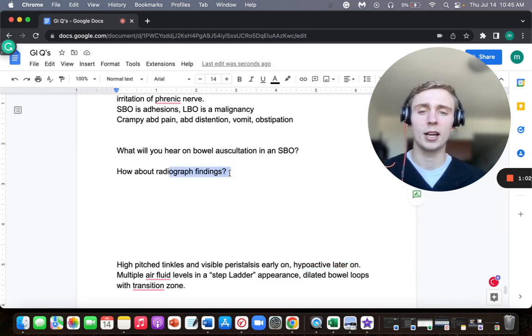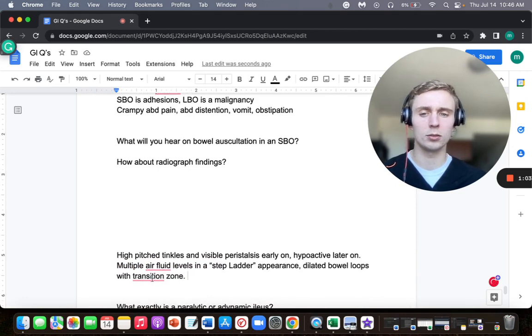What about the radiographic findings in SBO? That's going to be multiple air fluid levels in a step-ladder appearance. So this is super classic, multiple air fluid levels, step-ladder appearance, dilated bowel loops with a transition zone. So important to know: a transition zone and air fluid levels in a step-ladder appearance.